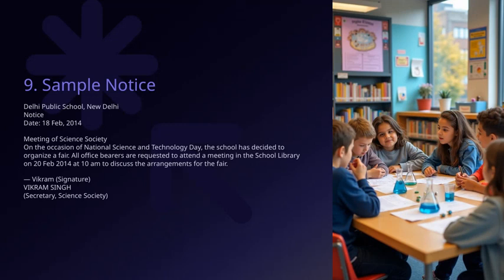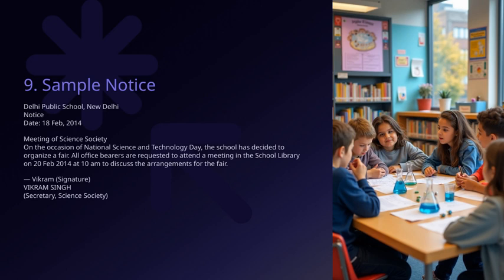Today, let's look at an example of a sample notice from Delhi Public School in New Delhi. This notice is dated 18th February 2014 and pertains to a meeting of the Science Society. A notice like this is a formal way for an organization to communicate important information to its members. The notice announces that, in honor of National Science and Technology Day, the school plans to organize a science fair. This highlights how notices are used to inform about upcoming events and initiatives.